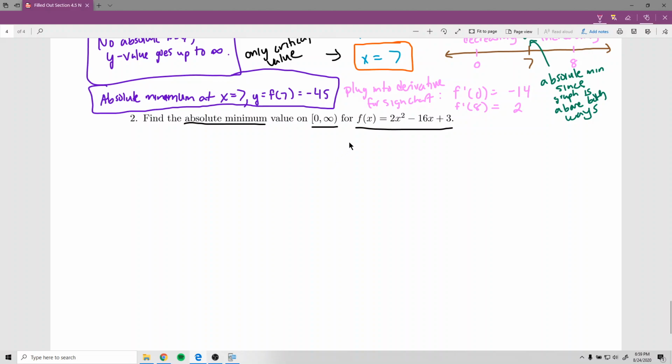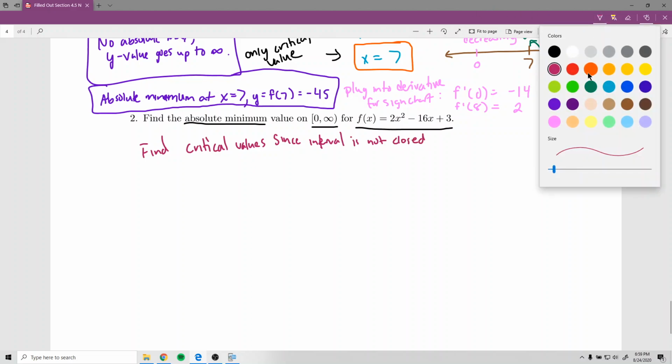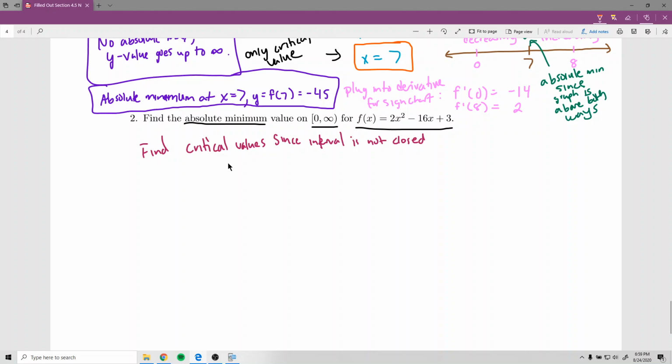Right. Now, once again, what we want to do is exactly from before. Find the critical values because it's not closed. Okay, we find the critical values. Let's do that. Do the derivative. The derivative of 2x squared is 4x. The derivative of 16x is 16. We set that equal to 0 and solve it.